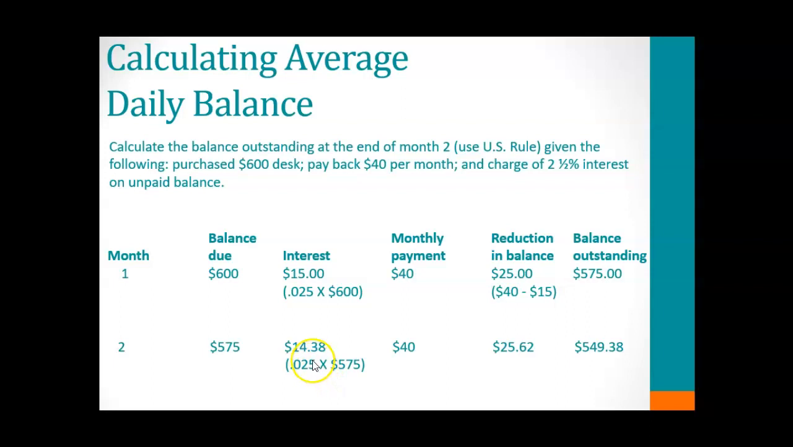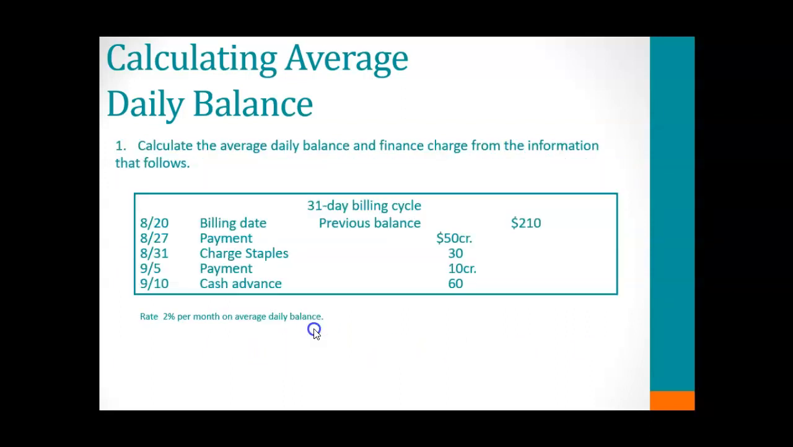For the second month, they'll take the outstanding balance of $575 times 2.5%. You're going to pay the interest $14.38. Again, you're paying $40, but the first $14.38 is applied toward the interest. The remaining $25.62 reduces your principal balance. At the end of 2 months, you will owe $549.38. The moral of the story is when you have credit cards, especially with a high interest rate, you want to pay off the outstanding balance as quickly as possible to avoid paying a lot of interest on the actual credit card.